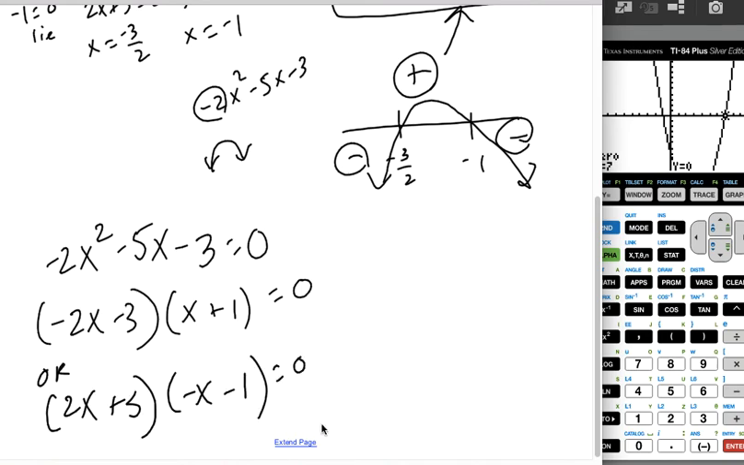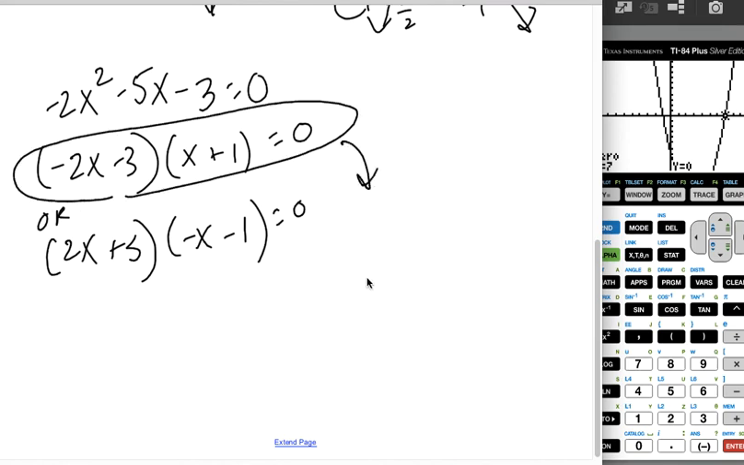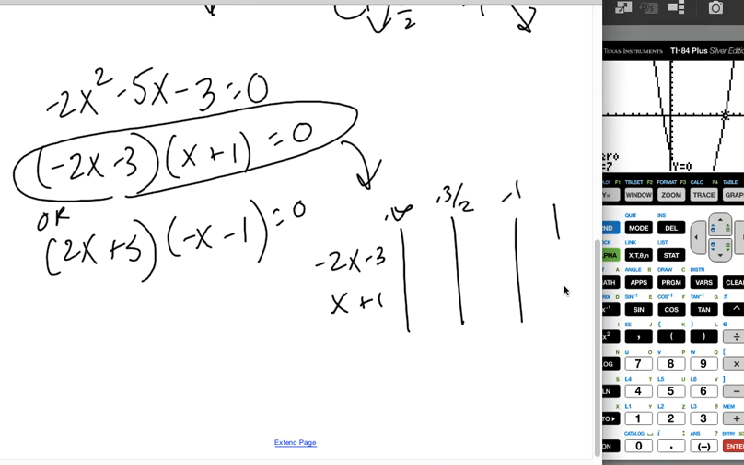I don't care which of those you get, but what I want to point out is if you did the sign chart, let's pick this one for argument's sake. You're going to get the same answer, but your sign chart isn't going to have the negative 1 on it. Your sign chart's going to have this negative 2x minus 3, right? If you did this, you still get the same everything else.